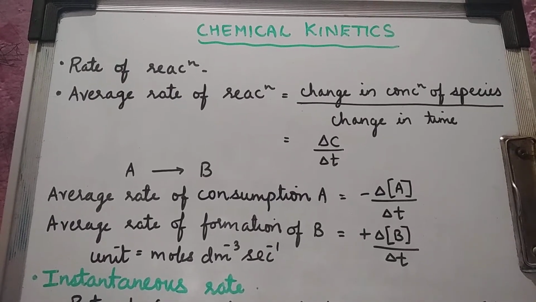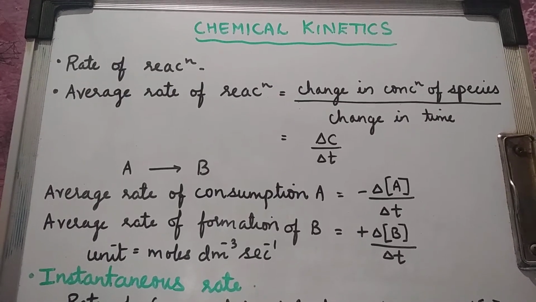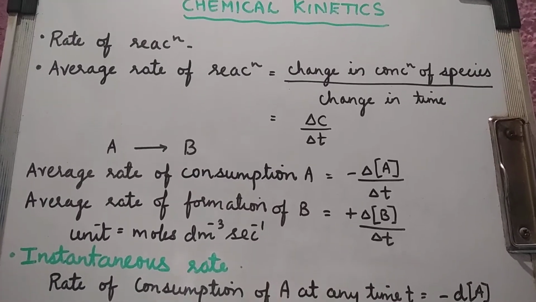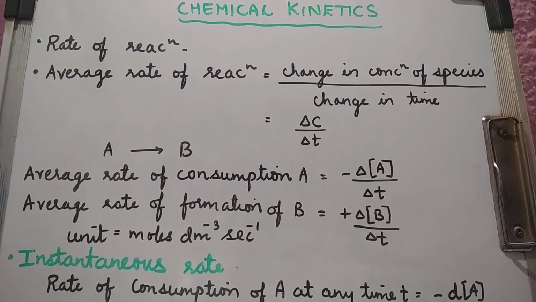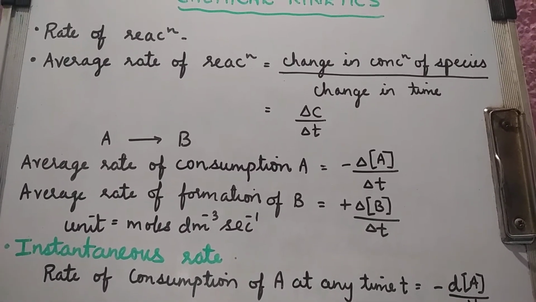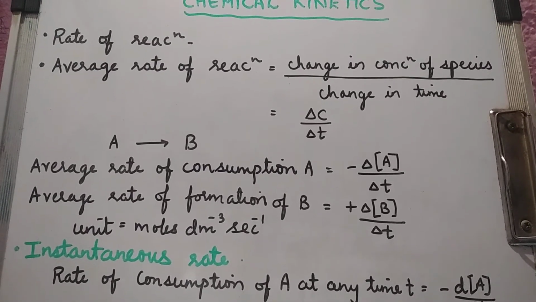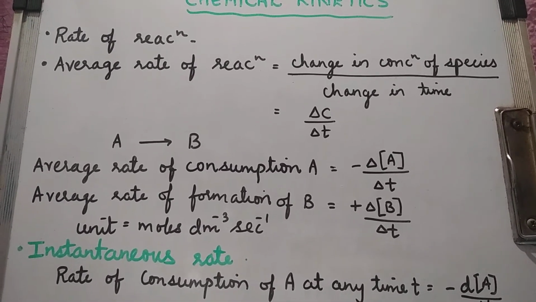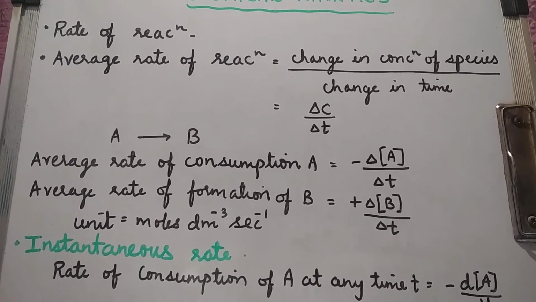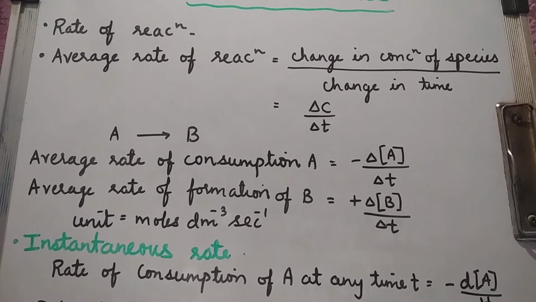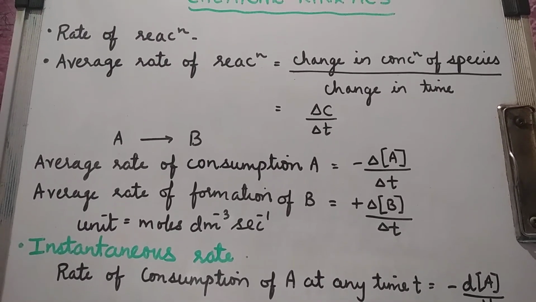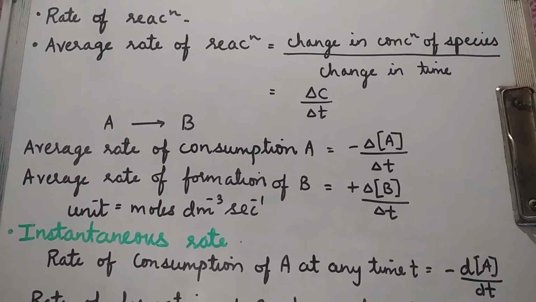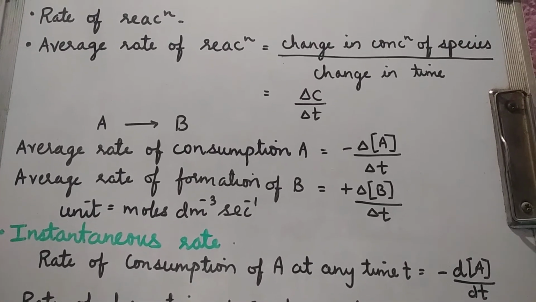To study the rate of reaction, we must first know what the average rate of reaction is. We call average rate of reaction the change in concentration of species upon change in time. When a reaction is going on, there are basically two species, reactant and the product. So we can define average rate of reaction in terms of change in concentration of either reactant or product. So first we just write it as delta C upon delta T. That is change in concentration of species.